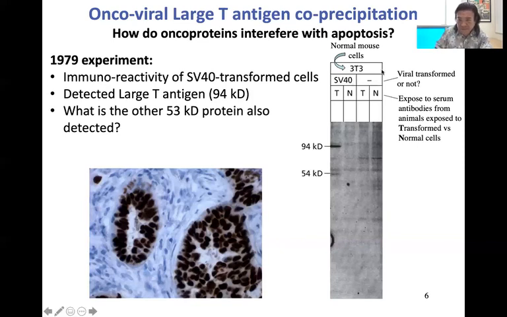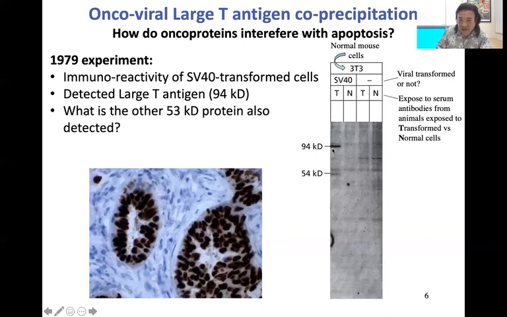So here you can see normal healthy cells that are transformed with SV40, and then you probe the lysate, all the proteins from those cells, with antibodies that came from animals that were previously exposed to cancerous cells, or animals that were not exposed to cancerous cells and wouldn't necessarily have antibodies that could detect things in the transformed cells. And what they saw, not surprisingly, here's large T antigen, a 94 kilodalton protein, and yay. So this makes sense because you transformed these cells with SV40.